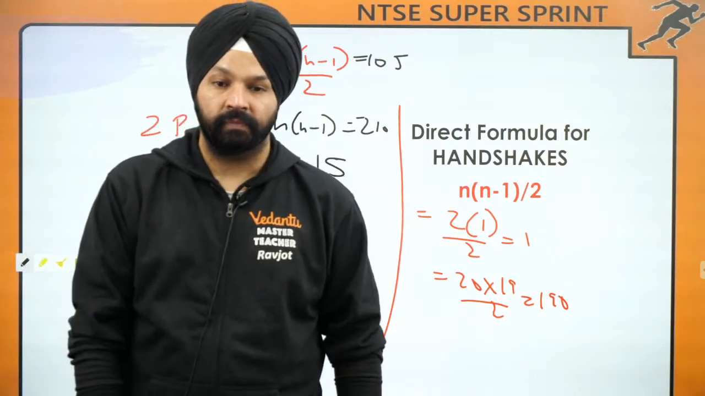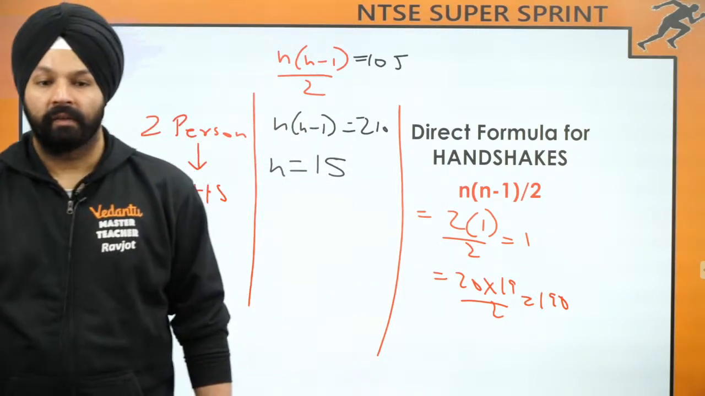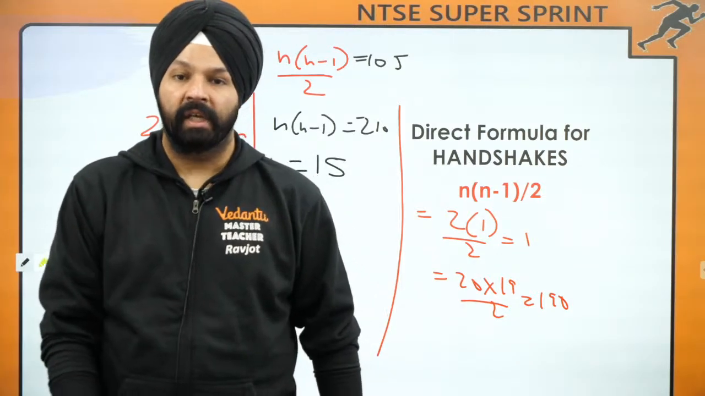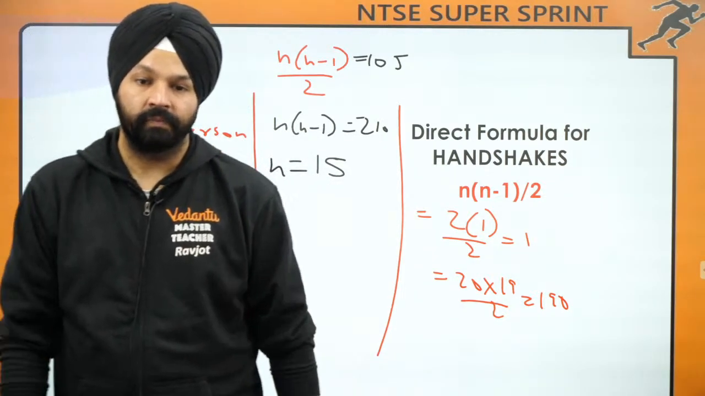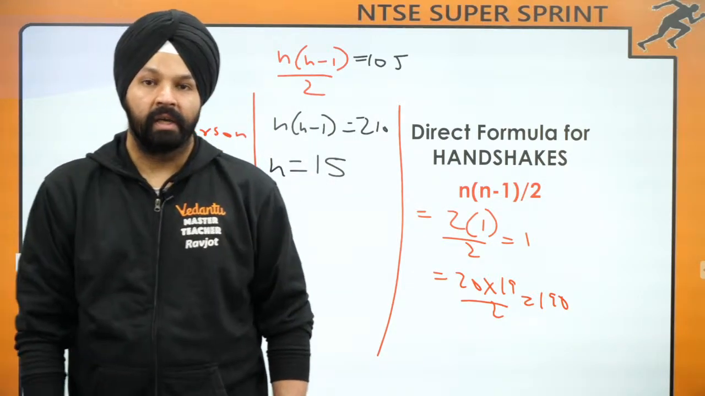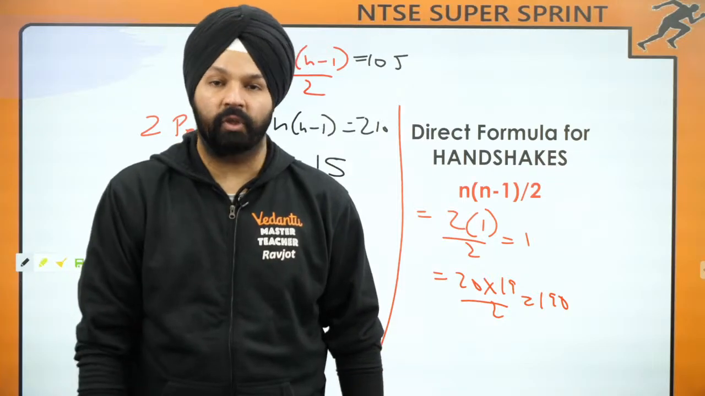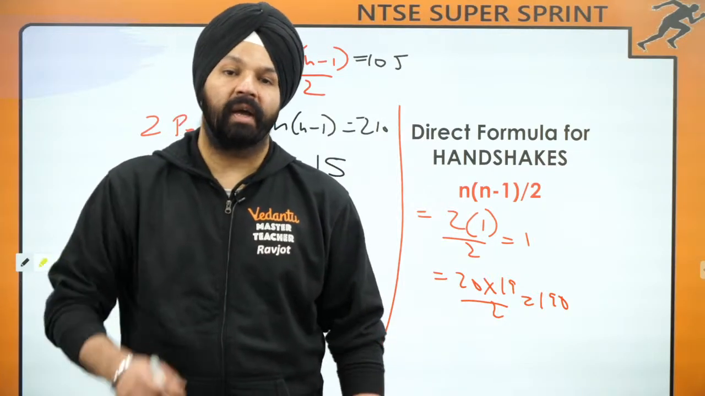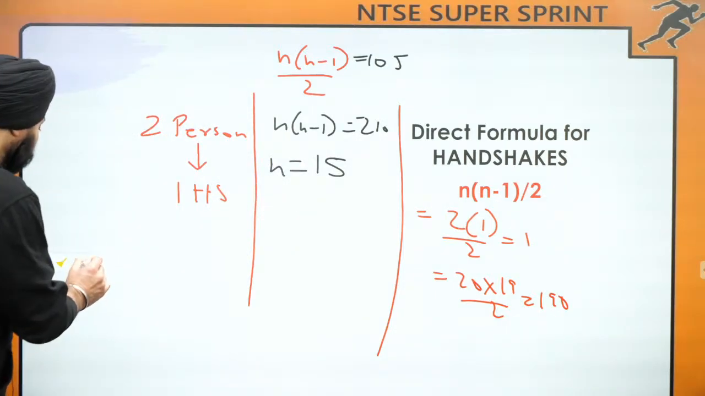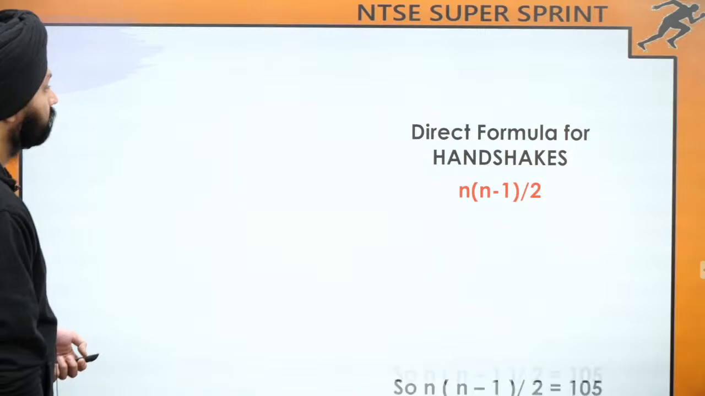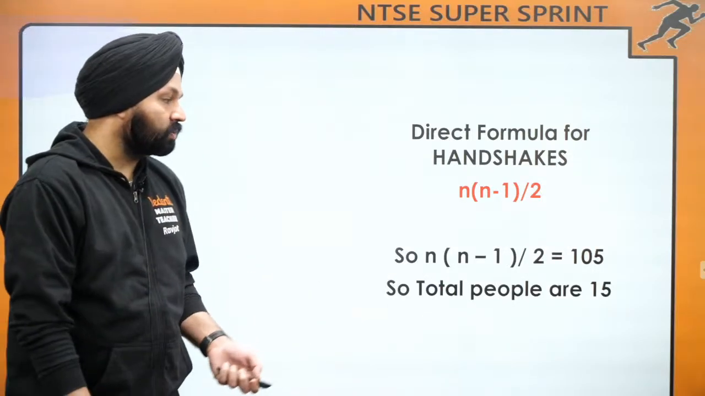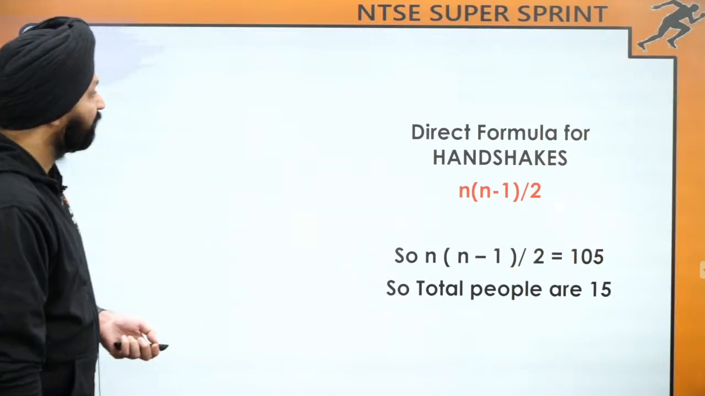This is clear to all? फटाफट बताइए. It was a basic concept. We are revising all old concepts, right? चलिए, आज हम 5 से 6 concepts रिवाइज कर चुके हैं. सभी concepts NTSE Stage 1 and 2 में बहुत बार आ चुके हैं. That's why I am repeating those ताकि आपको clarity रहे. So n into n minus 1 is 210 and the total people are 15.